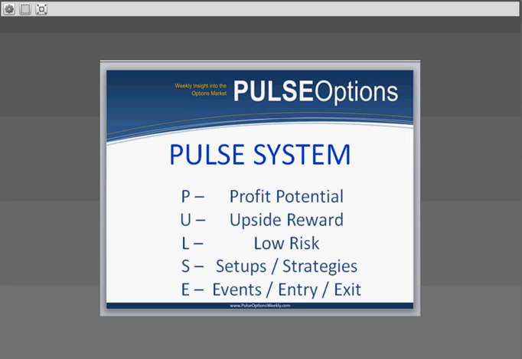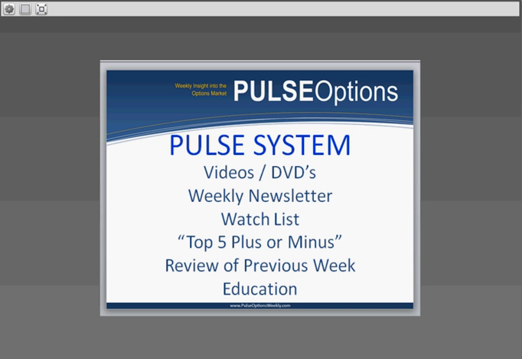Now, Pulse is an acrostic. If you're not familiar, an acrostic is an anagram, or actually an acronym. There we go, acronym on steroids, because it spells something, right? Pulse. The P stands for profit potential, U is upside reward, L is low risk, S is setups and strategies, and E is events, entries, and exits.